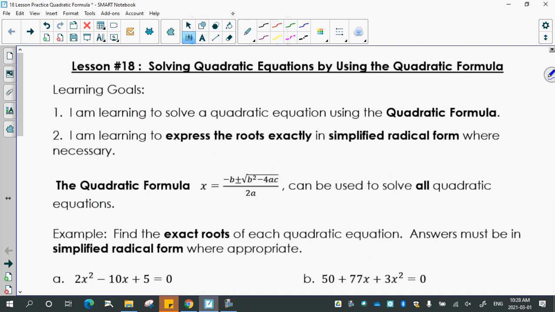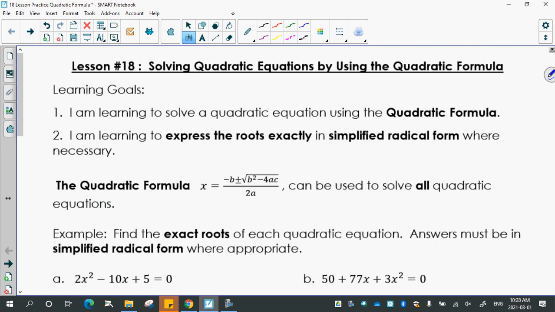Okay, so lesson 18 is solving quadratic equations using the quadratic formula. That's probably one of the most important things you learned in grade 10, how to use the quadratic formula to solve a quadratic equation. It's something you need to know for math, obviously, physics, chemistry, it's all over the place. And the quadratic formula is kind of the go-to. If you're only going to know one method, that's the method everybody knows.